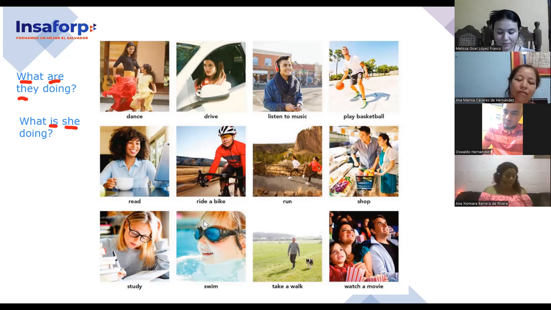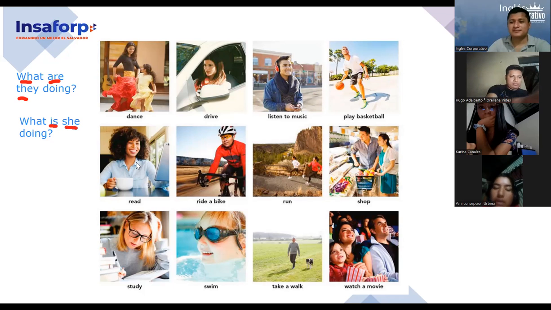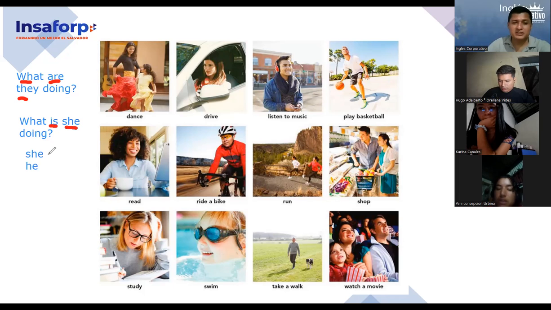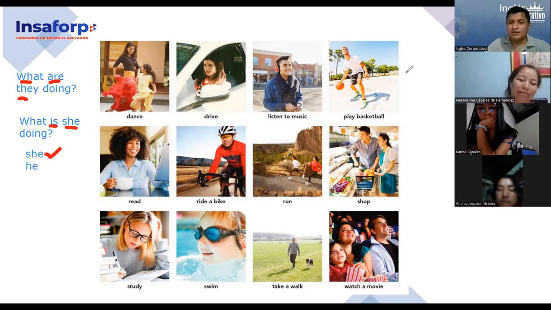Okay. Primero identifique, ¿qué es? ¿Es un boy o una girl? Una girl. ¿Cuál es el pronombre que utiliza with girls? ¿Utiliza she o utiliza he con girls? ¿Cuál de los dos ocupa? He. No, I'm sorry. Utiliza she. Okay. What is he doing? Okay. One more time, Jenny. What is he doing? Very good. Very good.